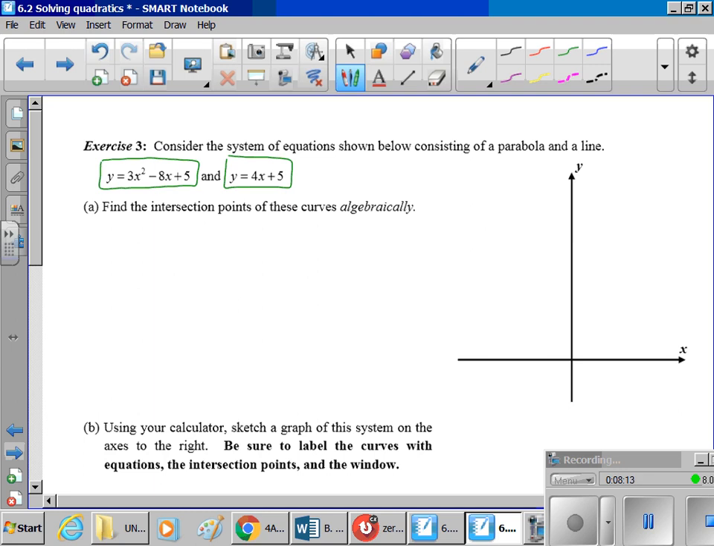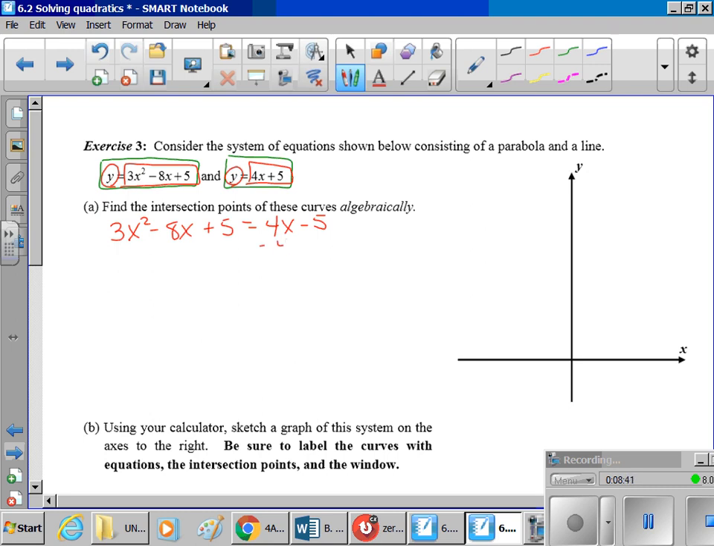Now to do this algebraically, both of these are equal to y. So I can simply take these two and set them equal to each other. So I have y equals here, y equals here, so I can take this piece and set it equal to this piece. So you get 3x squared minus 8x plus 5 is equal to 4x minus 5. Looks very similar to some of the problems we did on the previous page.